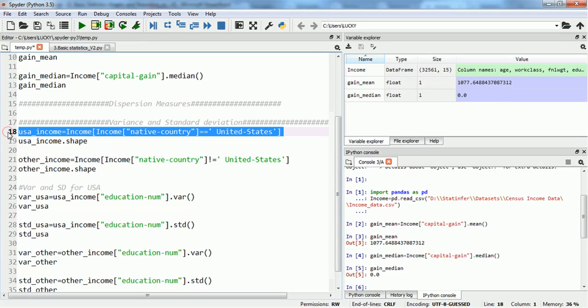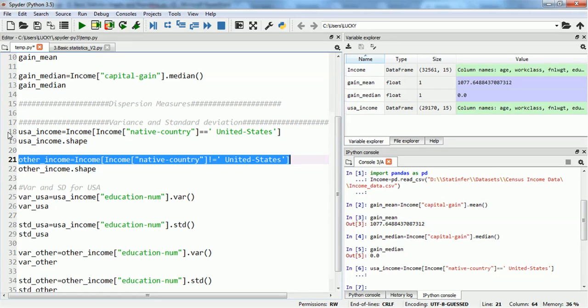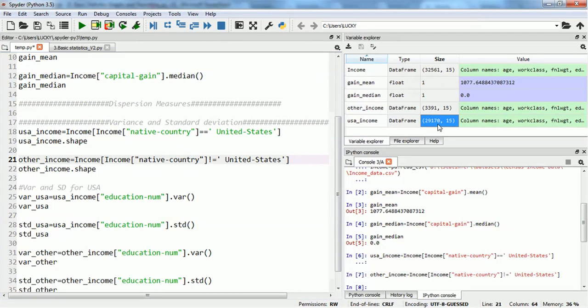So I am dividing this data frame into a US income data set, and next I am dividing it into other income, meaning the rest of the world's income. So if we see, out of 32,561 observations, 29,170 observations are for the United States, and only 3,391 observations are for the rest of the world.